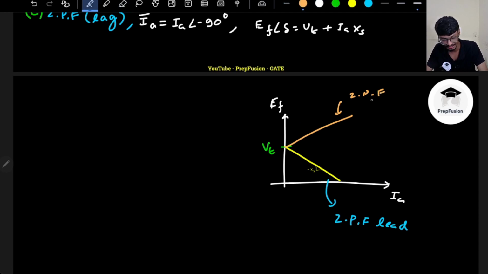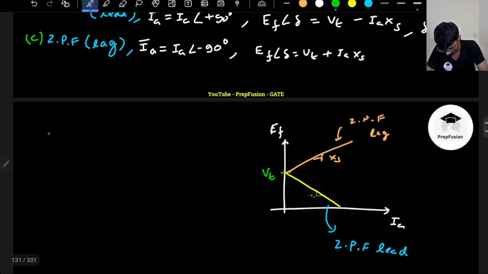Okay. So this will be 0 power factor. Again, no power is getting transferred. That's why the angle delta is 0. Okay, so 0 power factor lag, and your slope will be what? XS. Same you can do again for unity power factor.